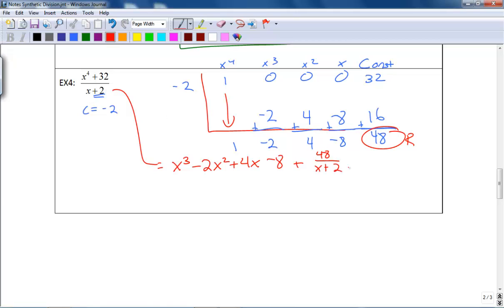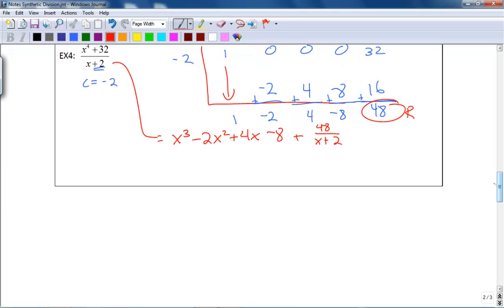Alright, the second part of this video deals with determining whether or not something is a factor by using synthetic division.